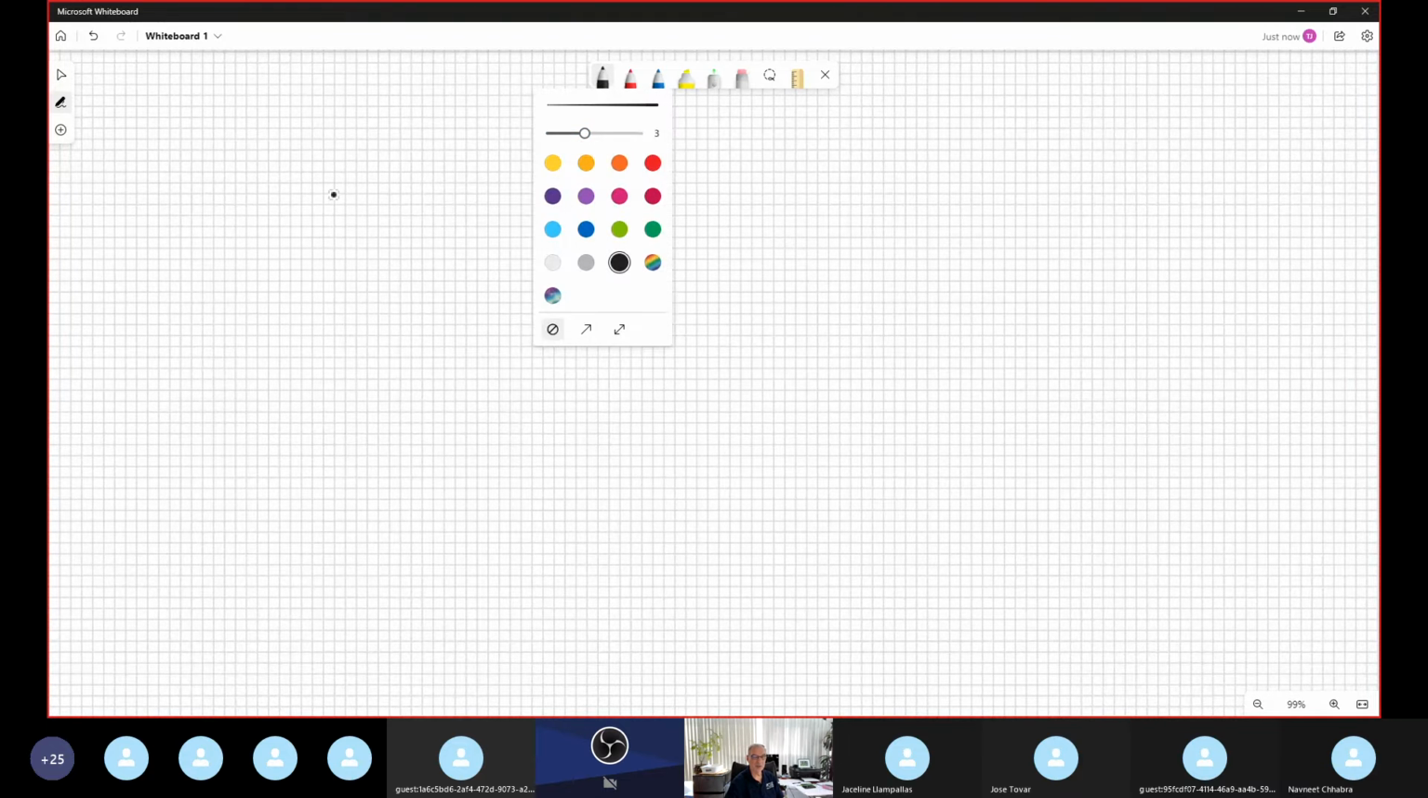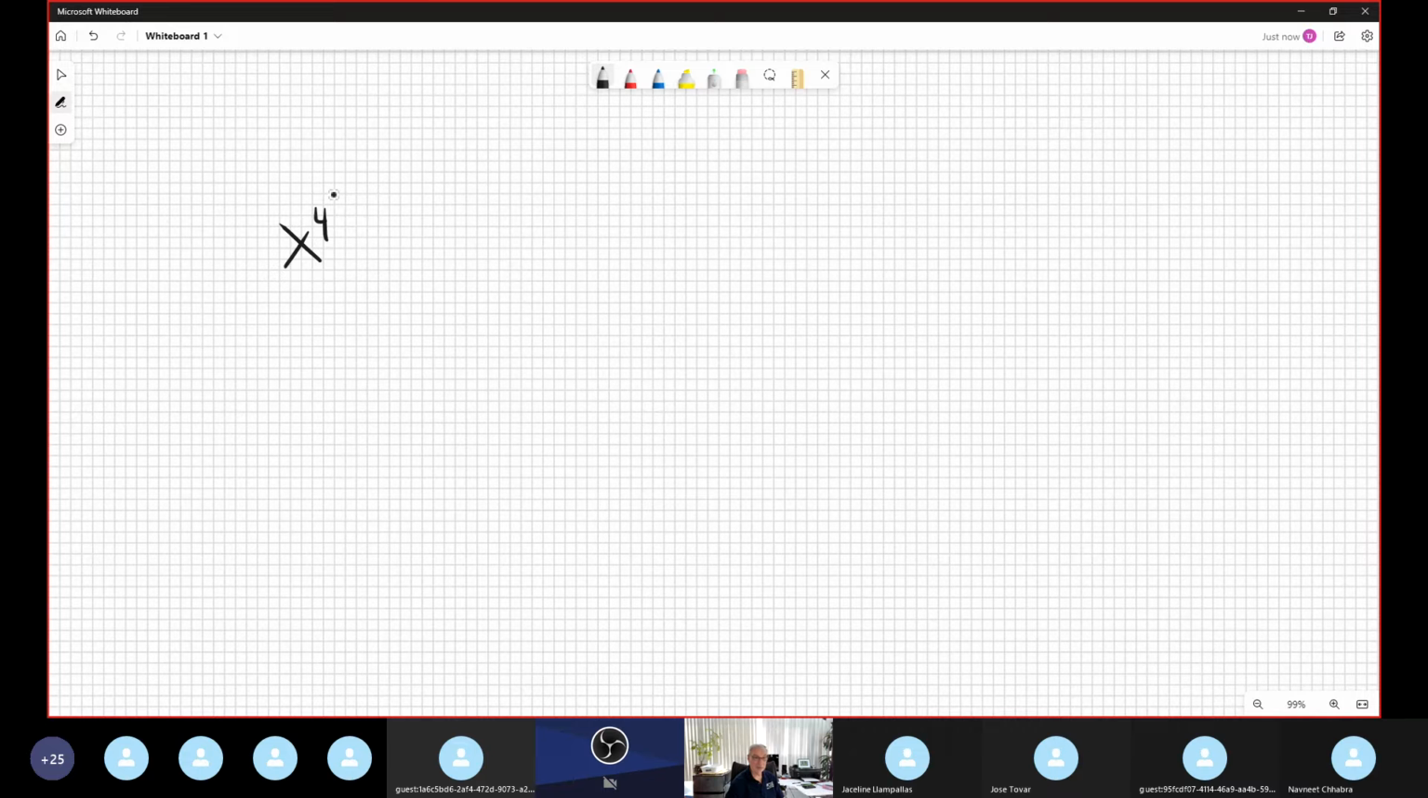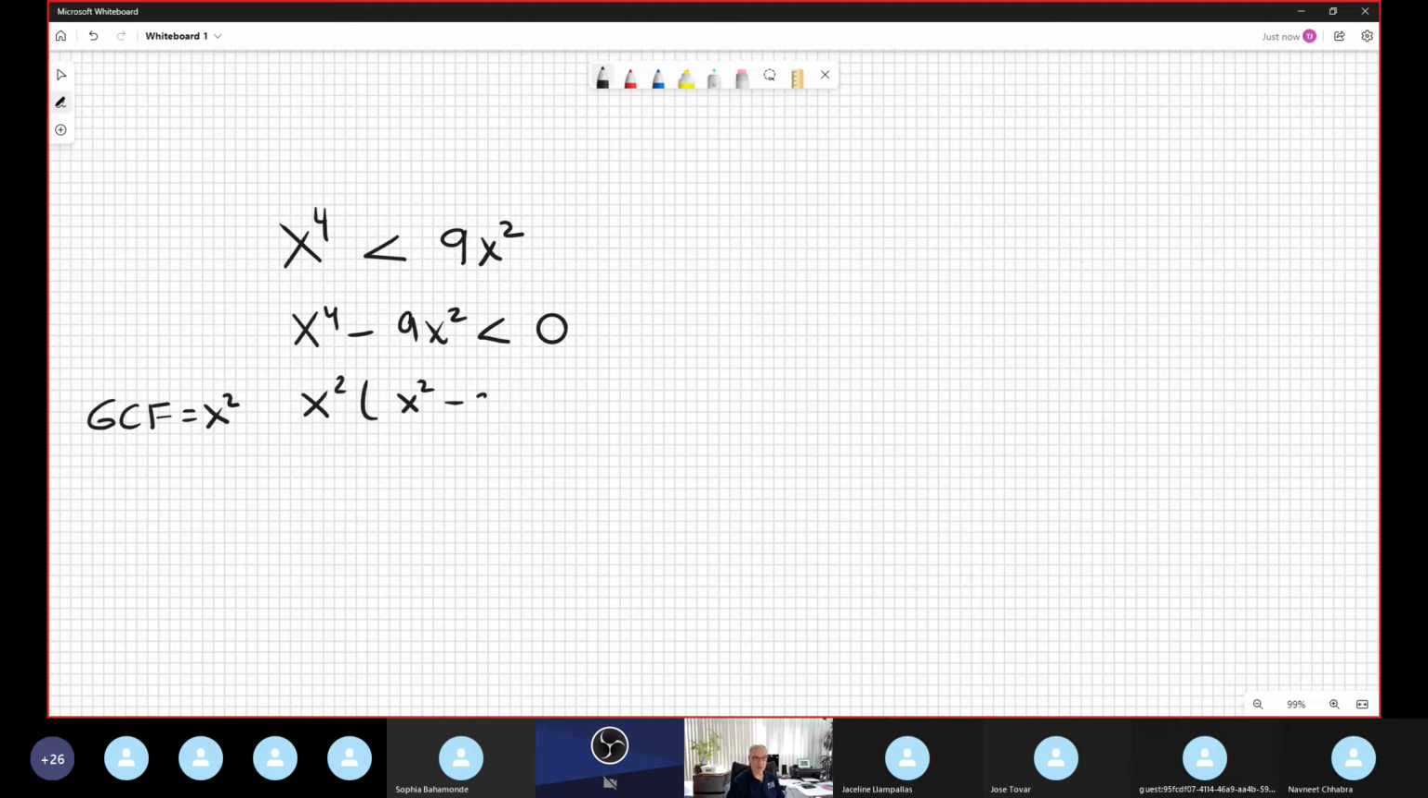Suppose it's similar. x to the 4 power less than 9x squared. Could you guide me, guys, to solving this? What should I do first? Step number one. Exactly. She said move 9x squared to the left because I need the right hand side to be 0. Right hand side must be 0. Now factorization, the GCF is x squared, and we have x squared again, minus 9.